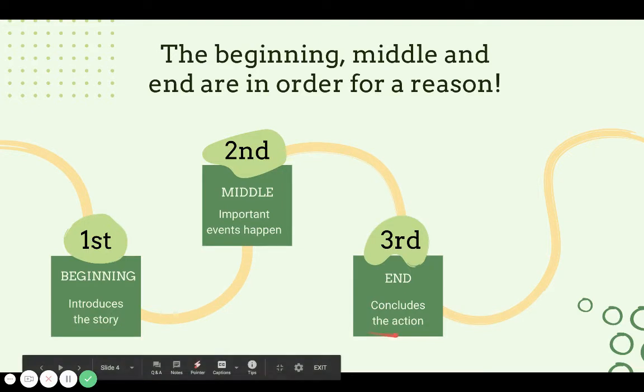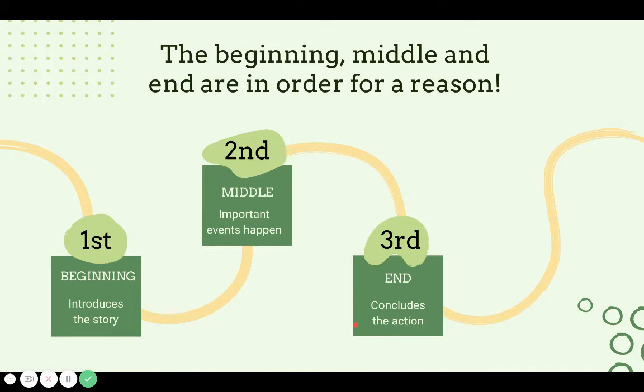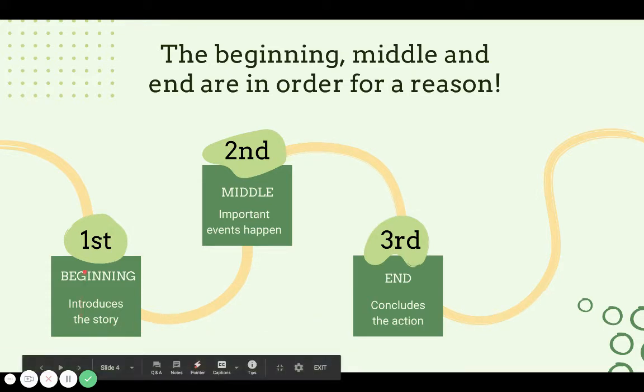And then at the end, we are concluding the actions that have happened throughout the story. Usually that means if there was a problem happening to our characters, that the problem is resolved. That means they solve the problem and everything turns out okay. Maybe in some stories, the problem doesn't get solved, and that is also concluding the action because either it gets solved or it doesn't. Today, we're going to look at a story where the problem does get solved. So we'll have to think about that when we read it. So they are always in the same order. First beginning, second middle, and third is the end.